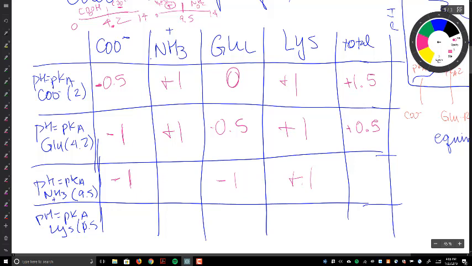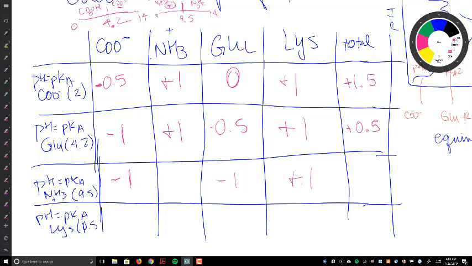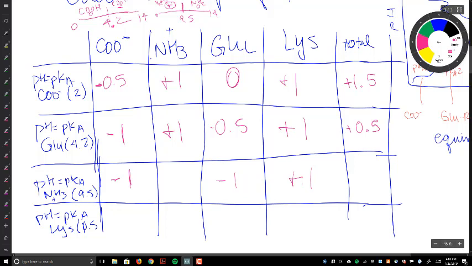So when we take the average of this, instead of the charge being negative 0.5 like we saw for the acidic residues, for the residues that are positively charged at physiological pH, we're instead going to see a value of positive 0.5. So when we add these all together, we're going to get a value of negative 0.5.